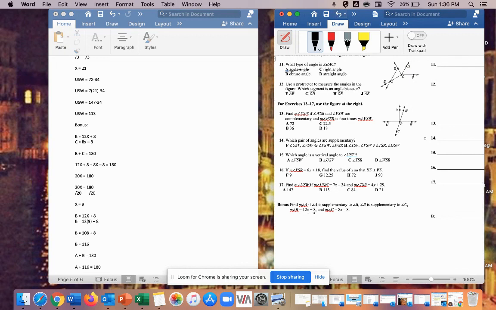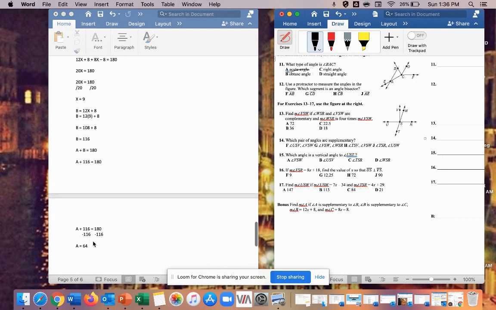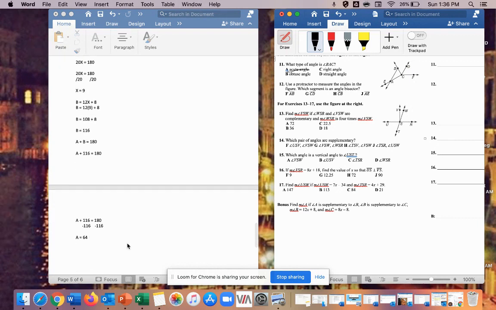So after you solve for B, you know B and A are supplementary. A plus B equals 180. And since B is 116, you do A plus 116 equals 180. Subtract 116 from both sides, and A equals 64. All right. Whew. A lot of math to do right there.